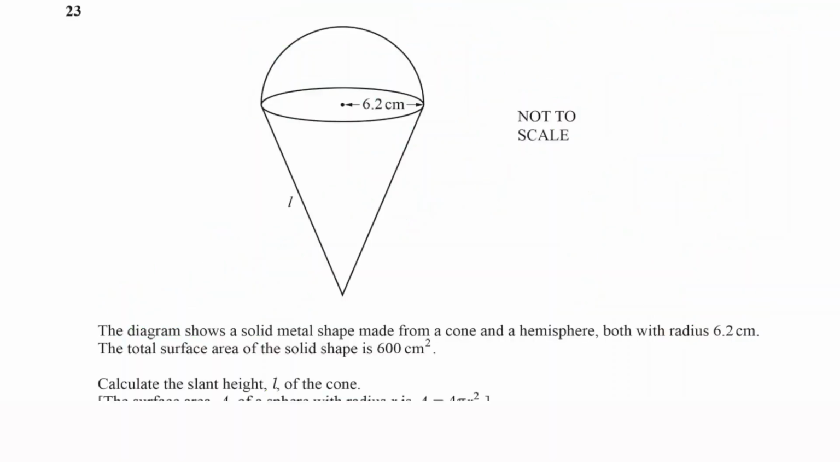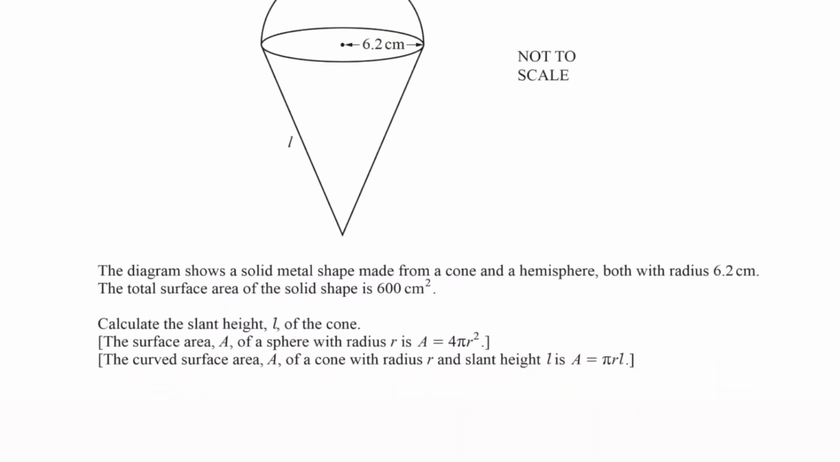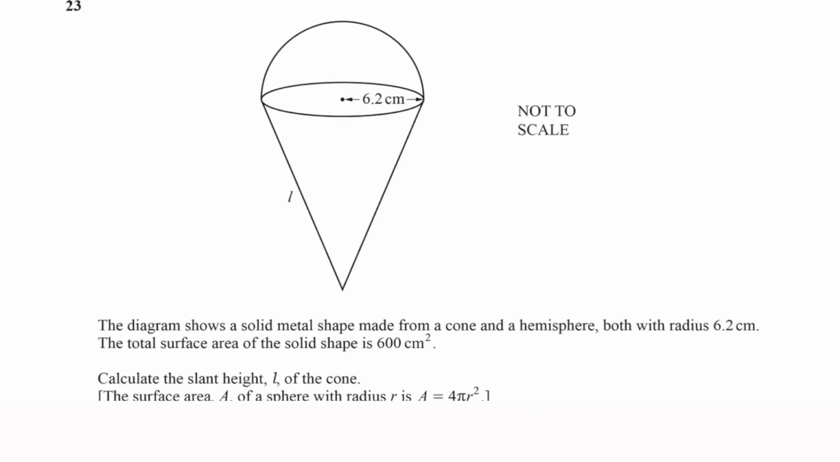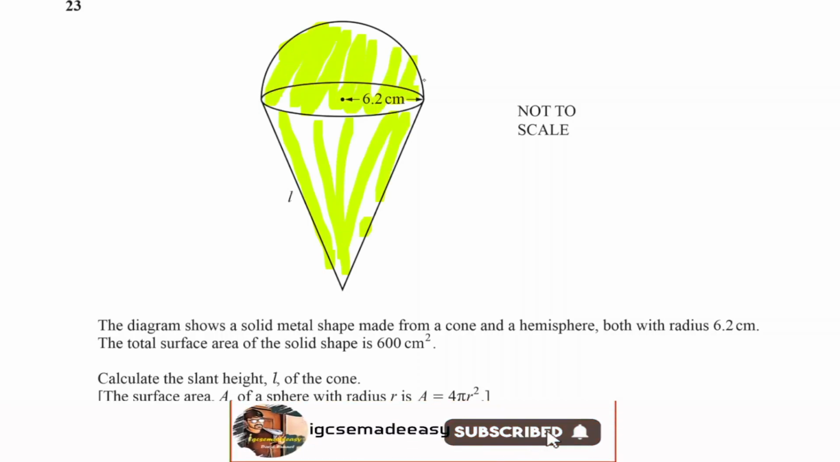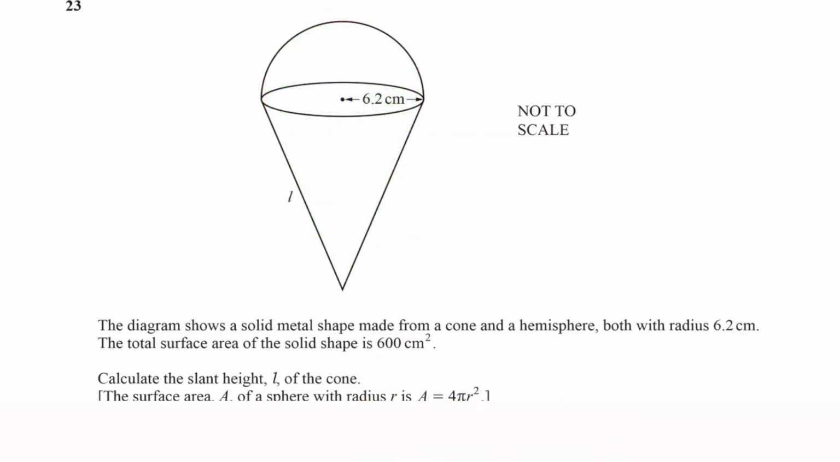Question number 23. The diagram shows a solid metal shape made of a cone and a hemisphere. This is the cone, and this is a hemisphere. Hemisphere is half of a sphere. The total surface area of the solid is given, that is 600 centimeter square. It means that area of cone plus area of hemisphere is equal to 600. That's what it meant.